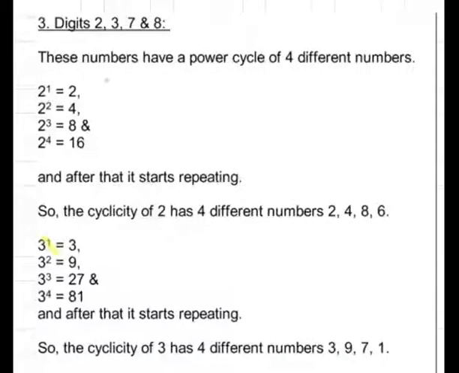Next you're going to see the digits 2, 3, 7, 8. These numbers have a power cycle of 4. You can see here, when it is repeating, we have to look at the last digit. 2 power 1 is 2. 2 power 2 is 4. 2 power 3 is 8. 2 power 4 is 16, which means the last digit is 6. And then you go for 2 power 5, which is 32, so the last digit is 2. You can see that it is already repeating with the same thing.